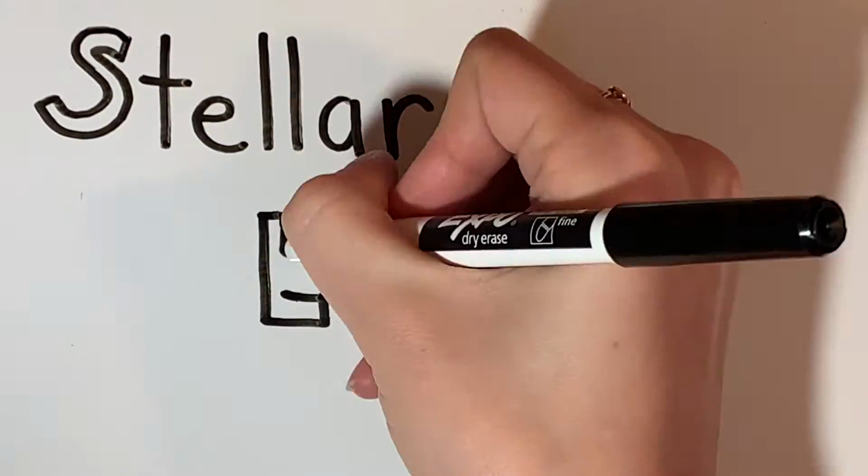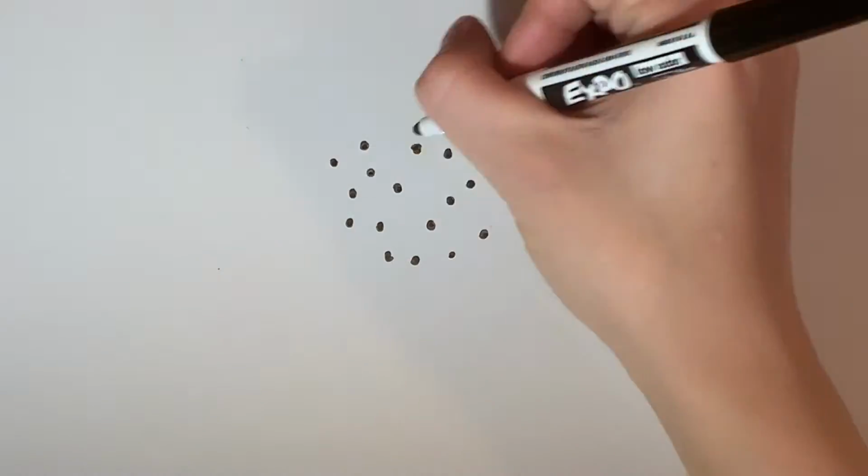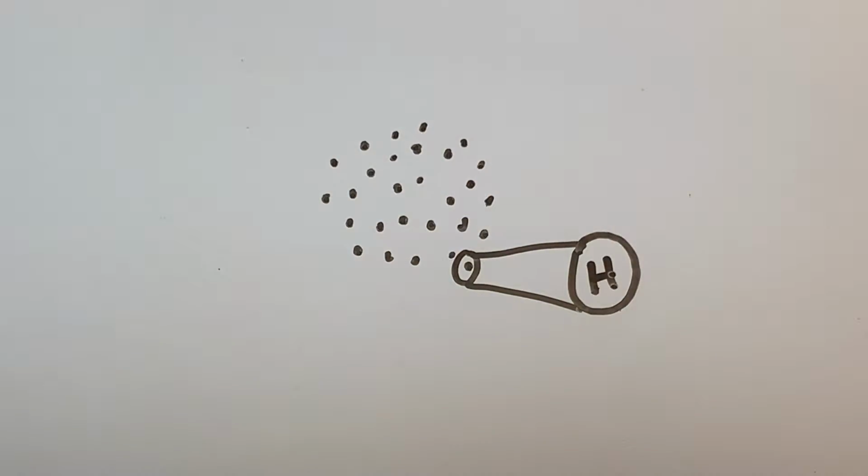Today we're going to talk about stars. How do they form, and what do they become when they die? Stars form when a cloud of mostly hydrogen gas in the universe begins to collapse under its own gravity.